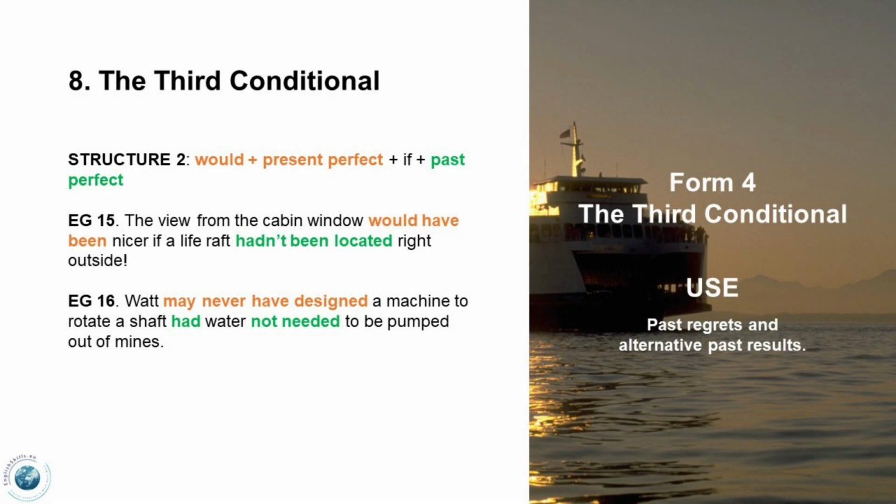Structure 2. Would, plus present perfect, plus if, plus past perfect. Example 15. The view from the cabin window would have been nicer if a life raft hadn't been located right outside. Again, no comma is needed this time.